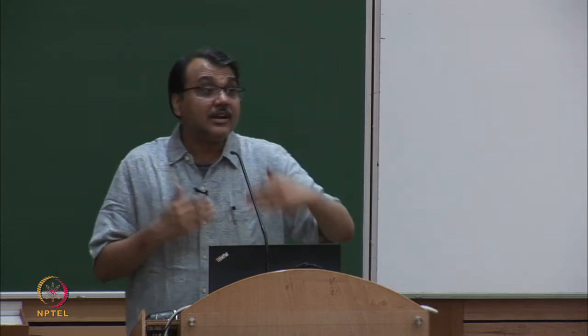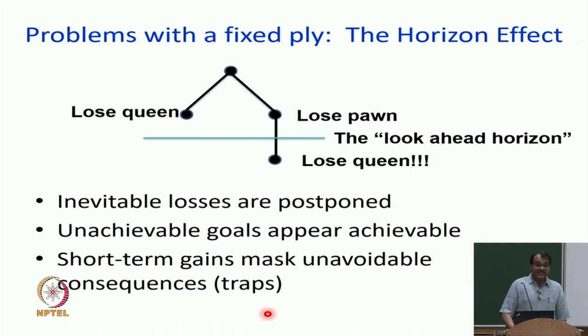So, it happens in both directions. A move may look good because I have looked at only a limited amount of time, and then it may turn out to be bad, or a move may look bad, but if I had looked a little longer, I would have found that yes, I actually was able to do check and mate or whatever. This is called the horizon effect. For example, in this case, if I do one action, I lose the queen. If I do another action, I lose the pawn until the blue line, until the cutoff. But if I play further, I lose the queen.